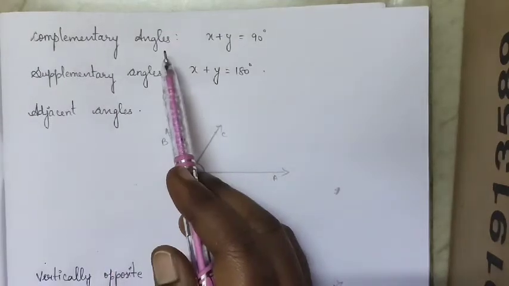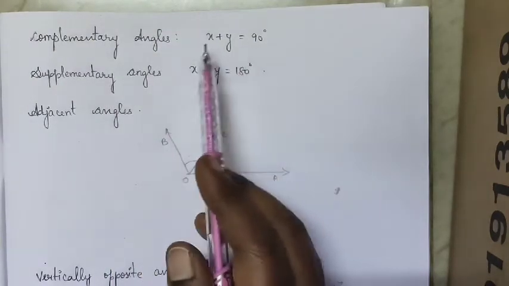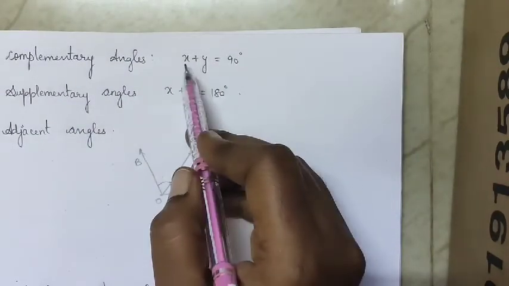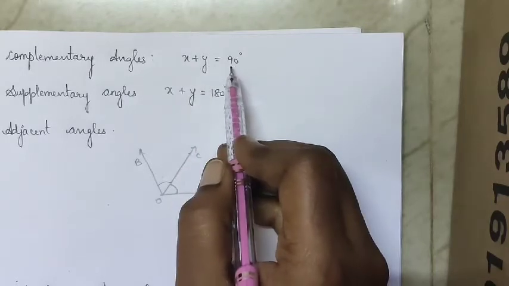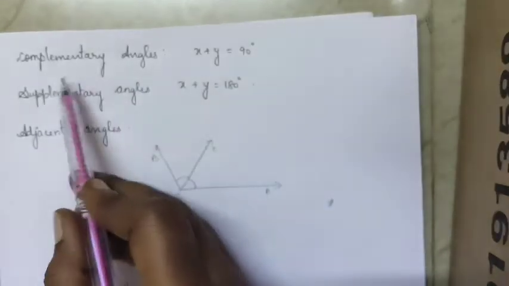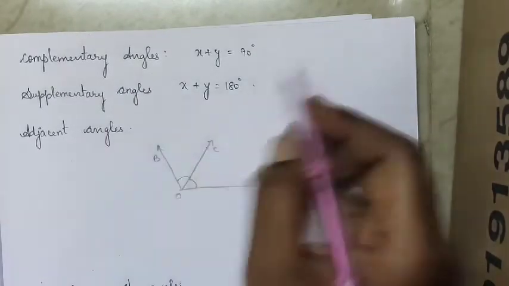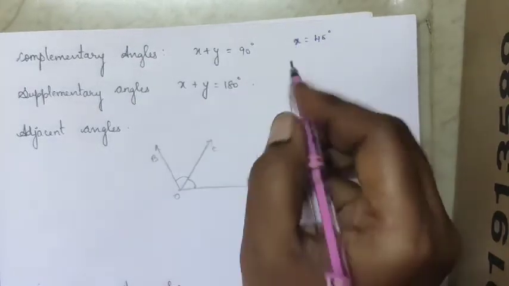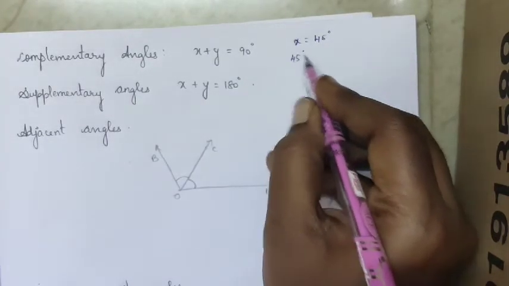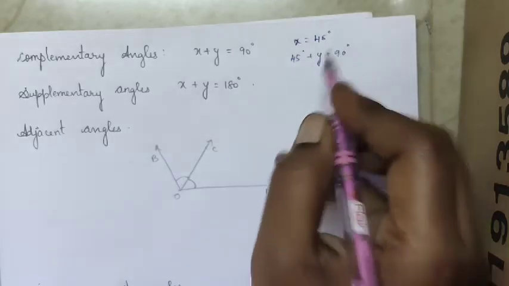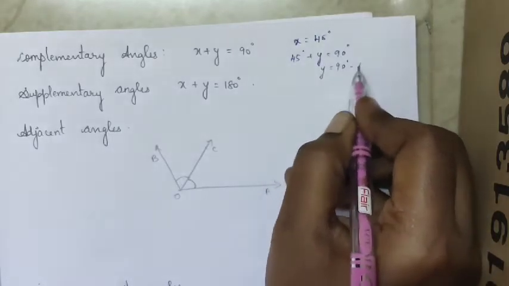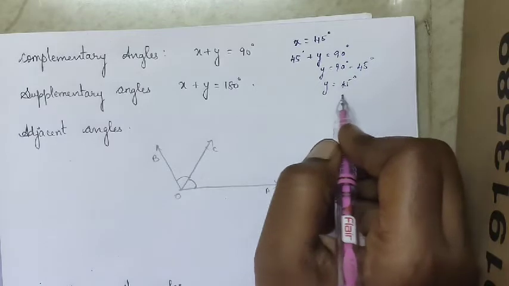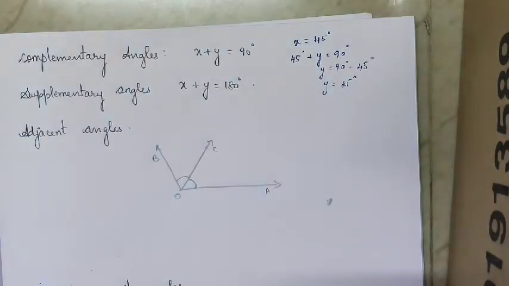The next is complementary angles. Complementary angles means the sum of two angles. Let us take those angles as x and y. If you add these two angles and the sum is equal to 90 degrees, then those two angles are called complementary angles. For example, if x is equal to 45 degrees, then substituting, 45 degrees plus y is equal to 90 degrees, so y is equal to 90 minus 45, which is 45 degrees. So both will be 45 degrees.